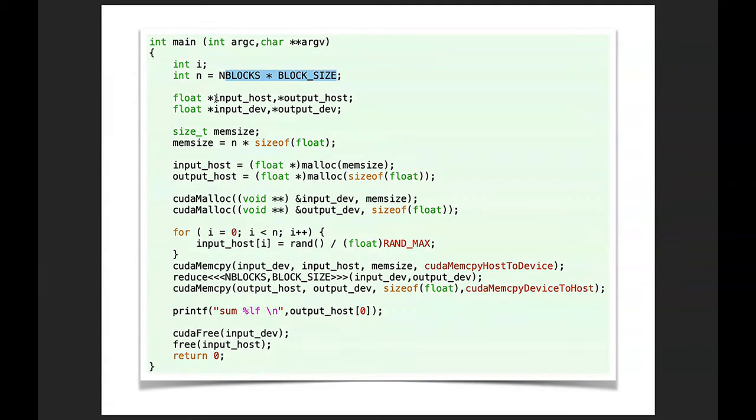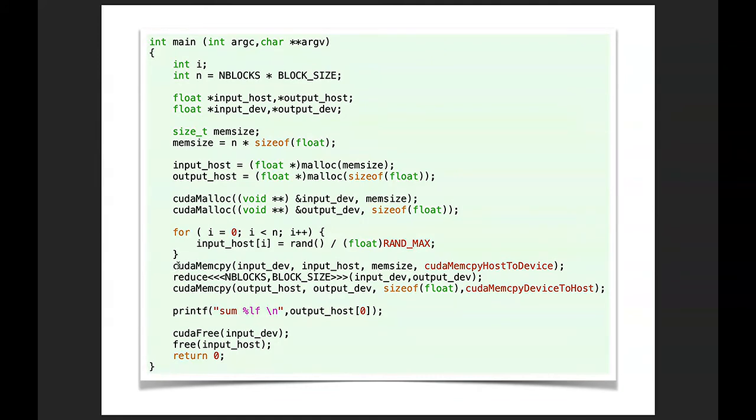I have an input and output array on the host, and corresponding input and output arrays on the device. I allocate the input and output arrays on the host here, and I allocate them on the device. The input array is n times size of float, that's its memory size. The output is only a single floating point number for the final answer. Here I initialize my data. In this case, I use random numbers, but I also could have used just ones if I wanted to debug it. And next, I have to transfer my input data to the GPU.